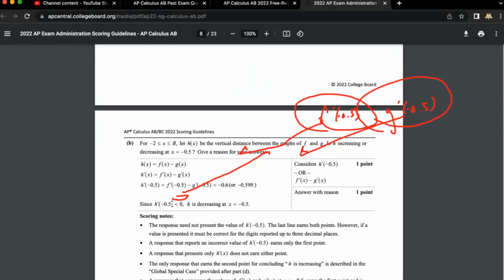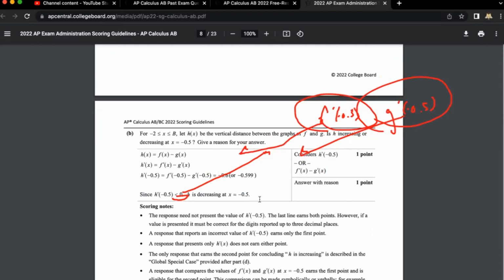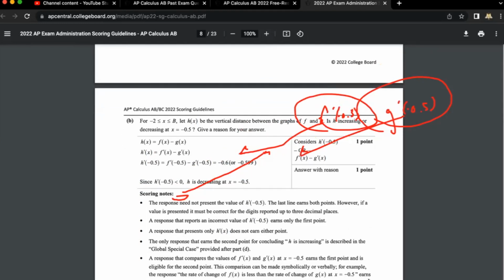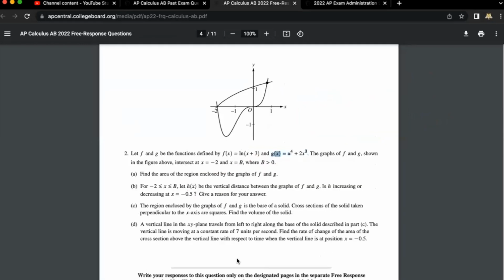And so that's what we're going to say: it's going to be a decreasing value as it continues from that point. So right here, at negative 0.5, it's going to get smaller because its slope is getting smaller. Got that? Okay.